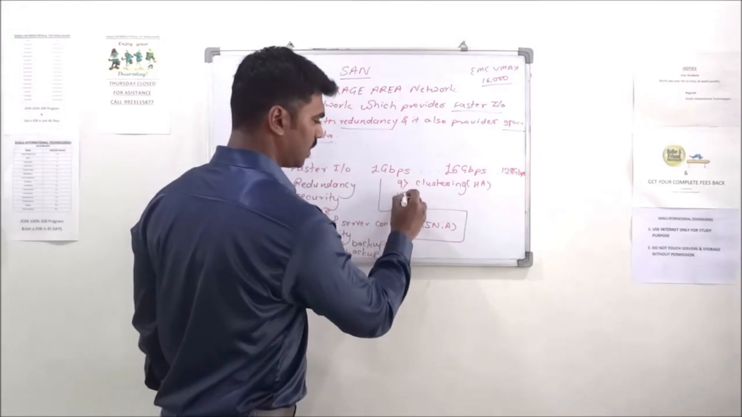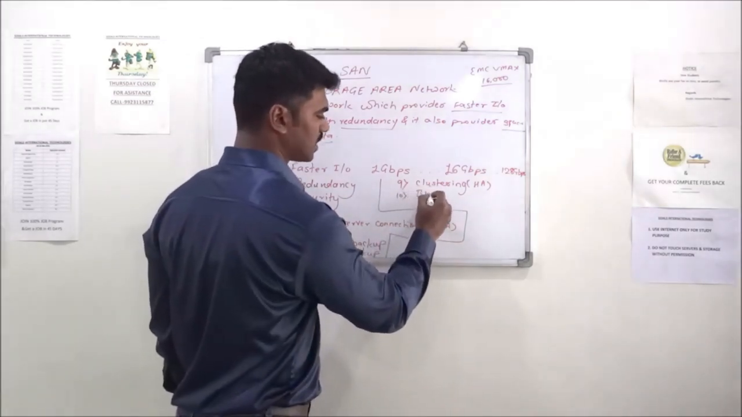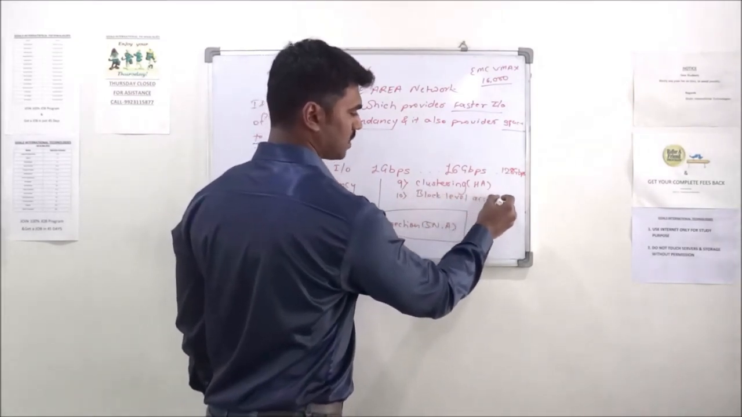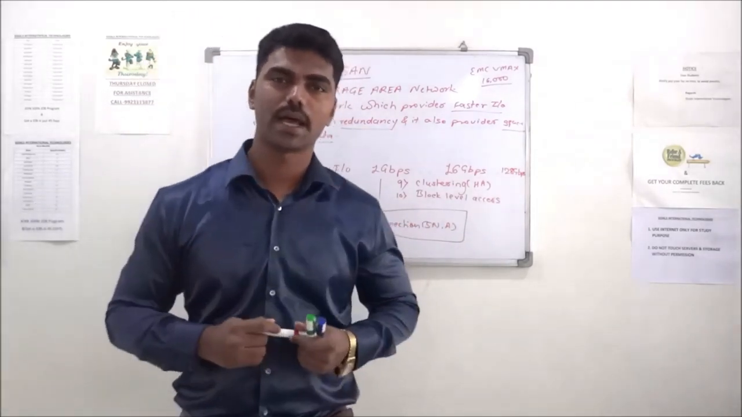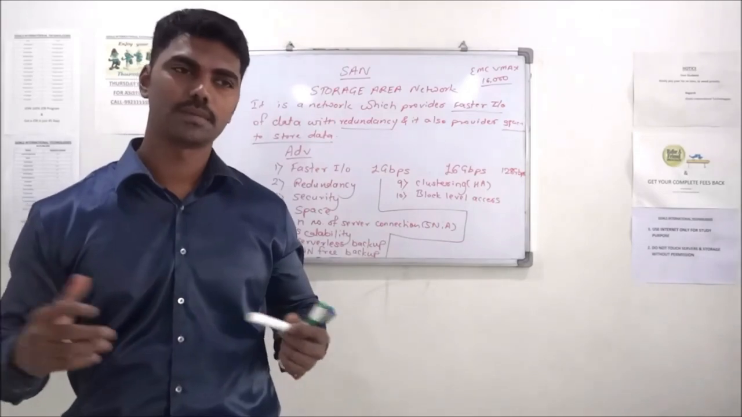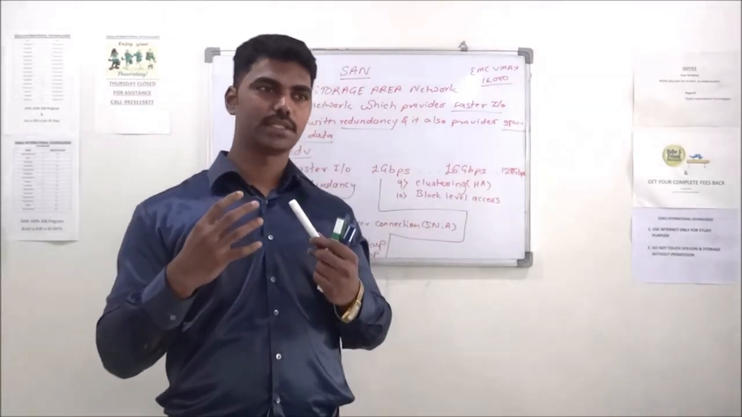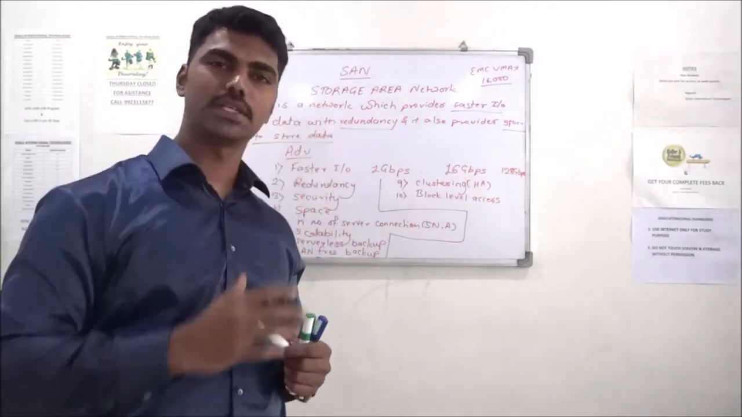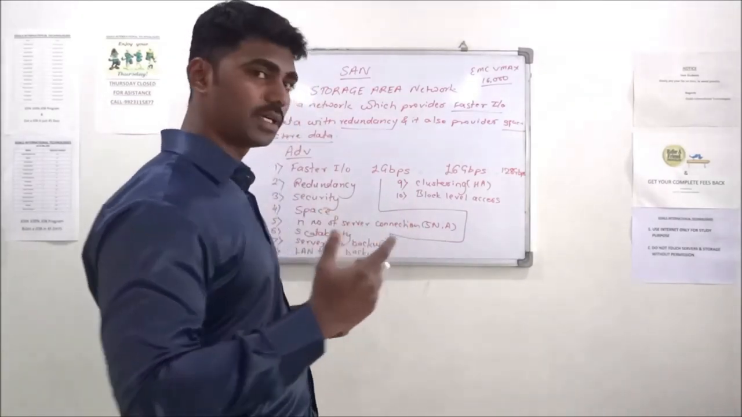The tenth advantage of this technology is block level access. In a storage, there is a concept called a logical unit number, and a logical unit number is nothing but a collection of blocks. It collects the blocks, creates a group of those blocks, and we can present it to a specific server. So block level access is one of the biggest advantages of this technology.